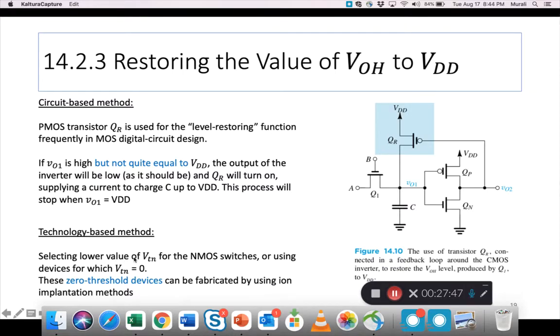The other method is using certain types of technology, called zero threshold devices, for which Tn is 0. So VOH is VDD minus Tn, which is 0, so VOH and VDD are the same. So there are two methods to do it, and that is something you should be aware of.